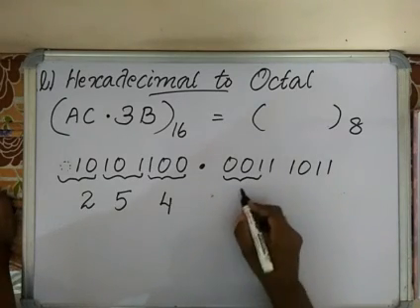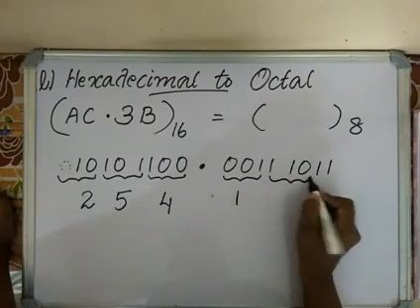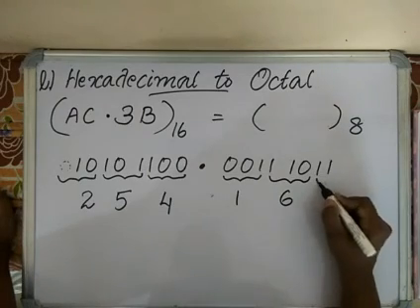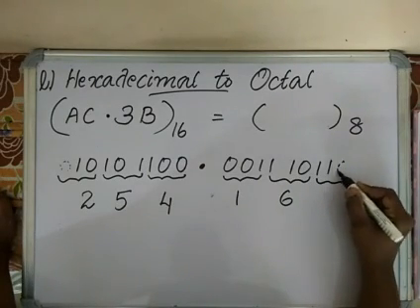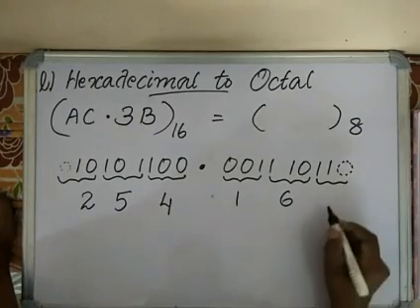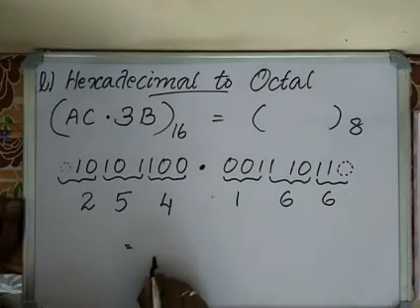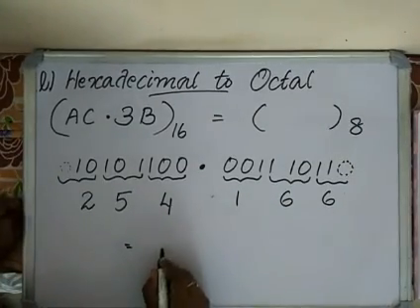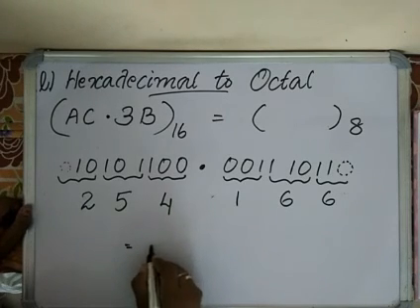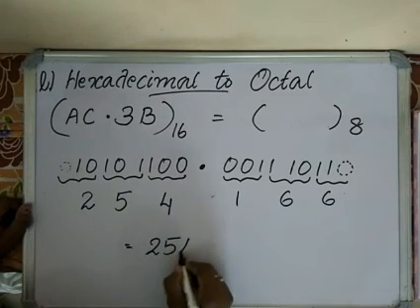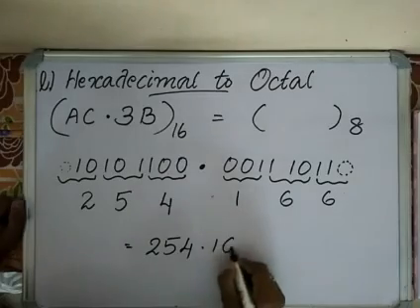For the fractional part also we have to group into 3. So 0011, 001 is 1, 110 is 6, 11. Here we can include 0, 110 is 6. So for the given hexadecimal number AC.3B, the equivalent octal is 254.166.